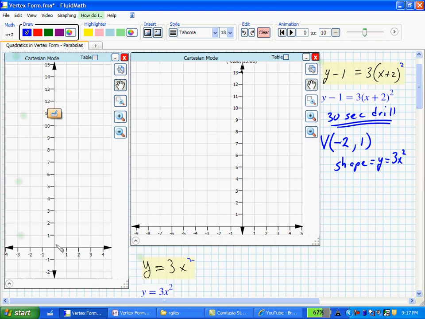So, let's look at this graph. If we are graphing y equals 3x squared, this is at the origin. It goes through 0, 0. Plug in 0, you get 0. Plug in 1, you square it, 1 times 3 is 3. Goes through point 1, 3. If we plug in 2, 2 squared is 4 times 3 is 12. Over 2, up 12.